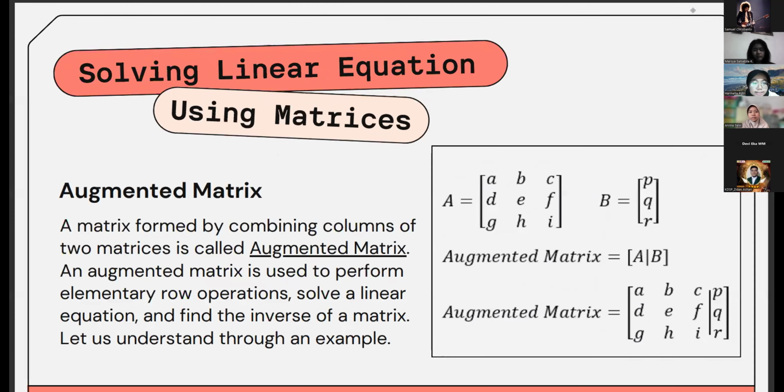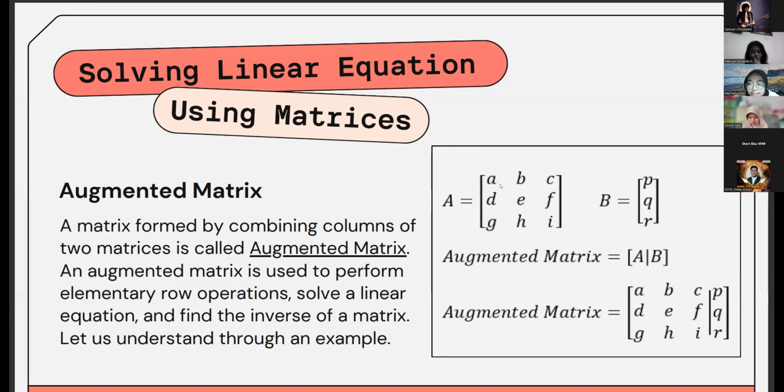Okay, the last subtopic is solving linear equations using matrices. First one is the augmented matrix. A matrix formed by combining columns of two matrices is called an augmented matrix. An augmented matrix is used to perform elementary operations, solve linear equations, and find the inverse of a matrix. Let us understand through an example.